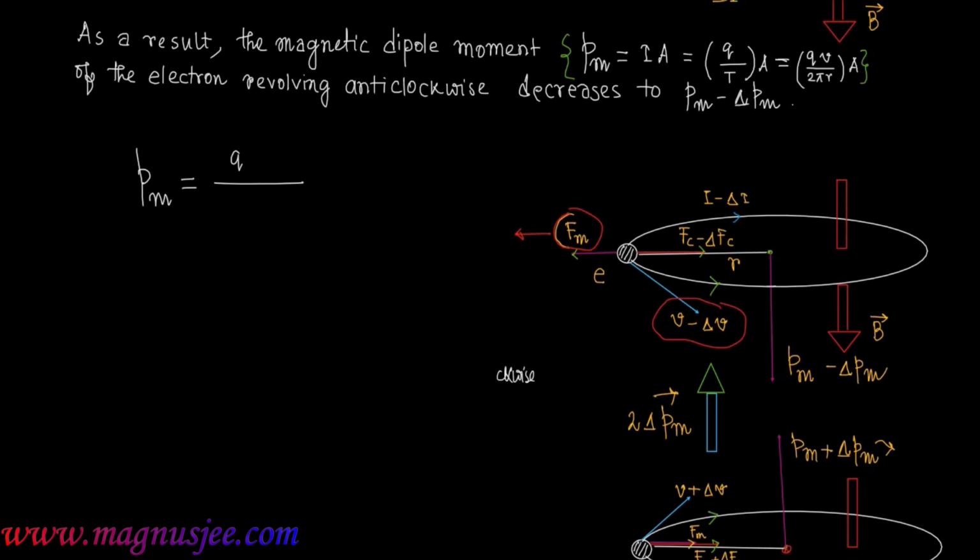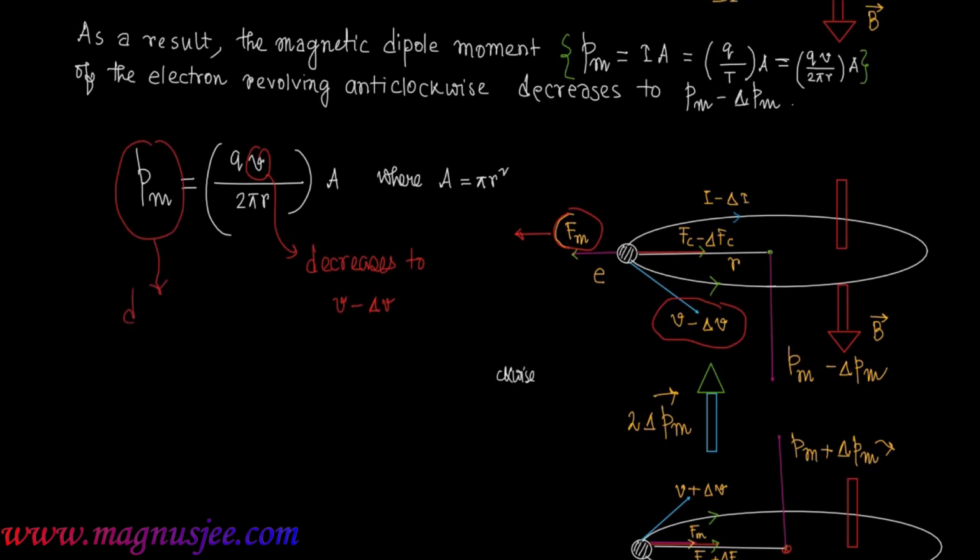Dipole moment Pm is equal to q into v divided by 2 pi r into A, where v is the orbital velocity, r is the radius of the horizontal circular orbit, and A is equal to pi r square, which is the area of cross section. As orbital velocity v decreases to v minus delta v, magnetic dipole moment Pm also decreases to Pm minus delta Pm. Magnetic dipole moment Pm decreases to Pm minus delta Pm, which acts vertically downwards.